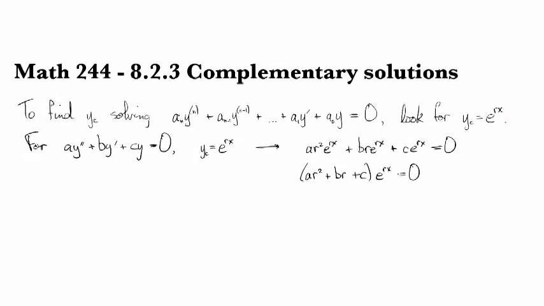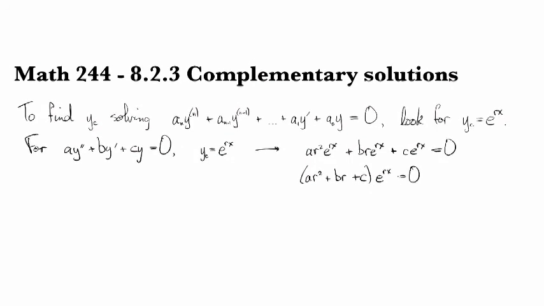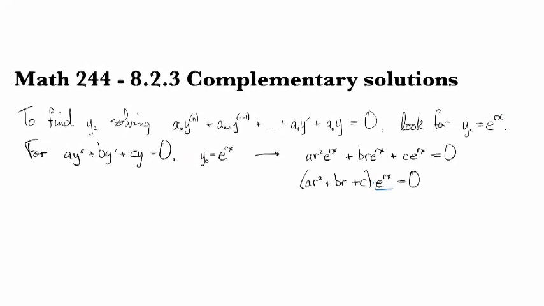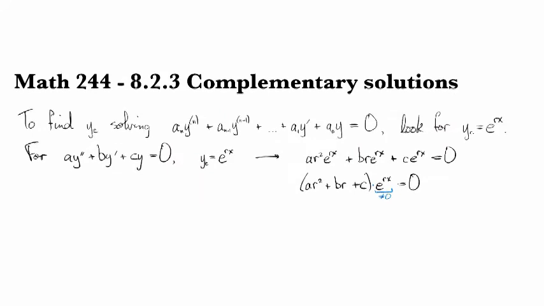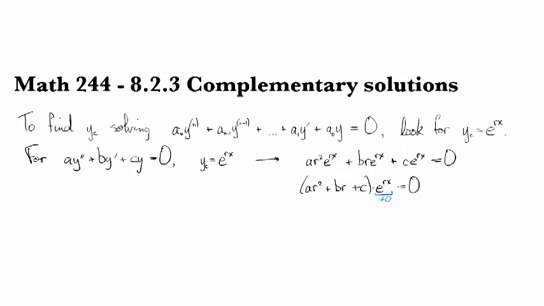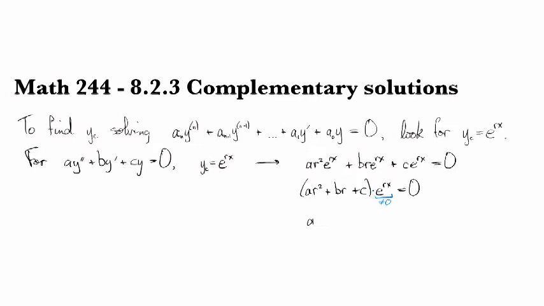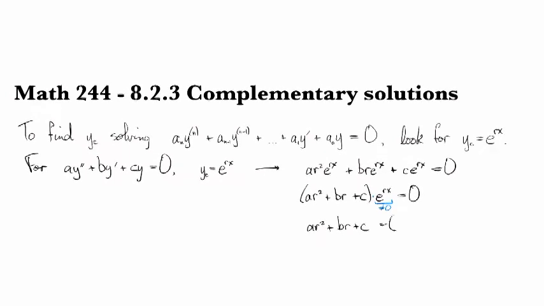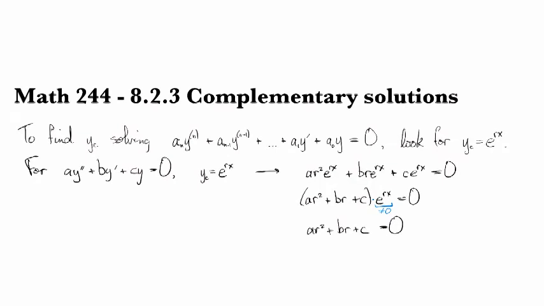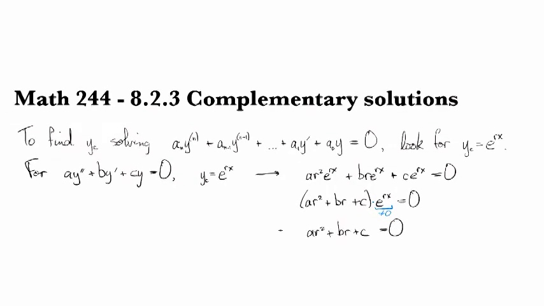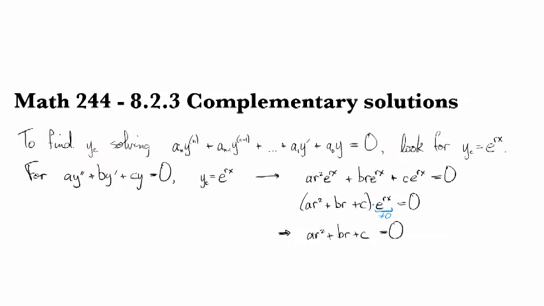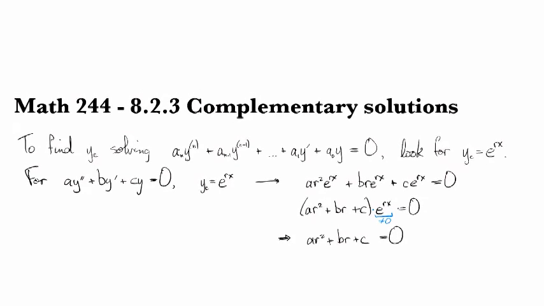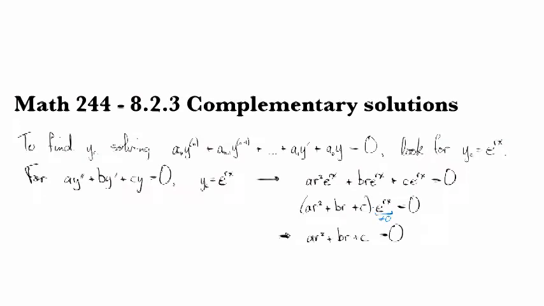And then we know that if a product of two things is equal to 0, then one of those things has to be 0. And it's not going to be this one because the exponential function is never 0. So from that, we can conclude that it has to be ar squared plus br plus c equals 0. So now we can go ahead and look for possible values of r that solve the problem will be exactly the roots of this polynomial right here.